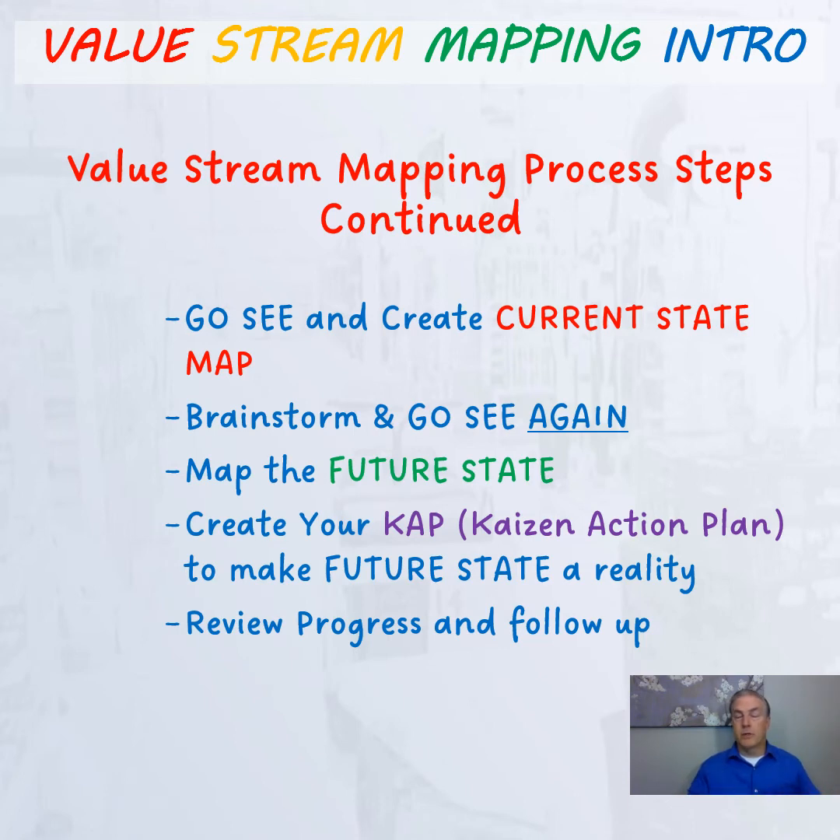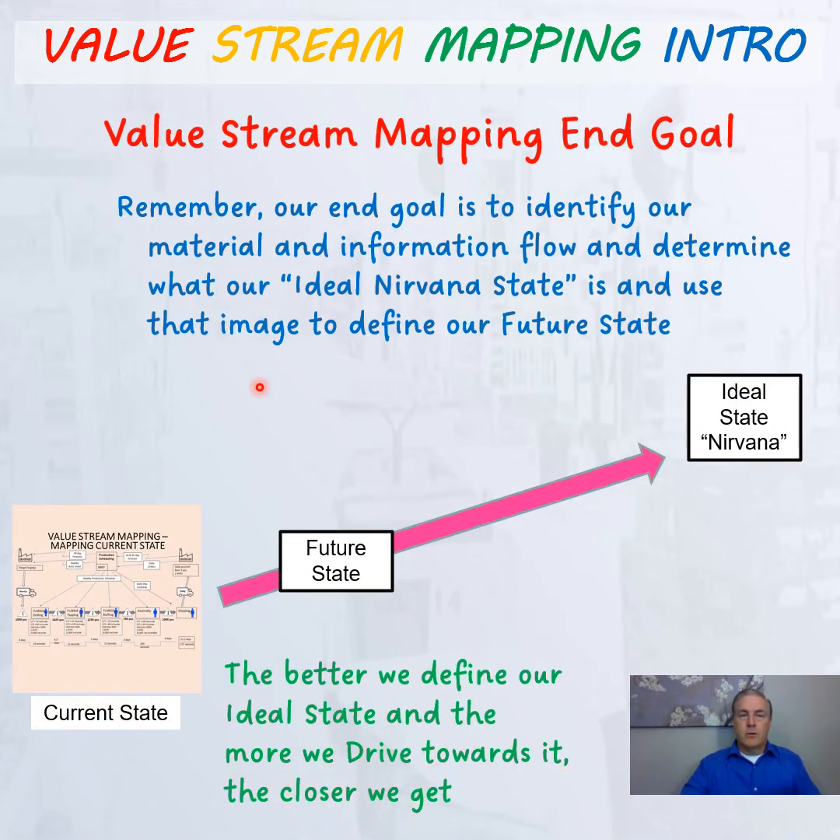And it's so critical. This is where a lot of complaints people will have about value stream mapping sometimes, is that the maps, you create them and they may collect dust. They'll collect dust only if the organization is not committed and driving to completion. Okay. So remember, our end goal is to identify our material and information flow and determine what our ideal Nirvana state is, and use that image to define our future state.